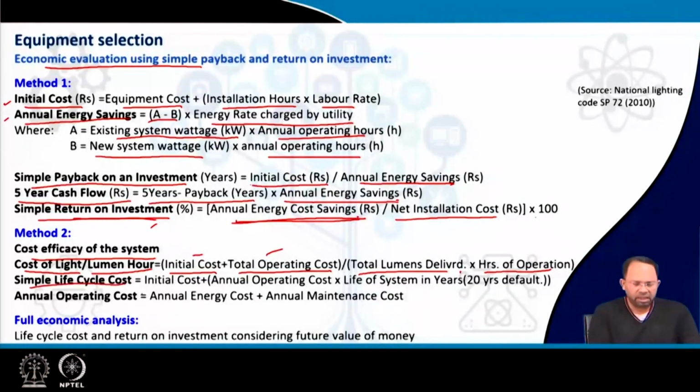Now simple life cycle cost in this particular case would be initial cost plus annual operating cost, where we are expanding the total operating cost into annual operating cost times the life of the light system that we are putting in. By default it is 20 years, but based on the actual luminaire or lighting system that we choose, this value can vary. Annual operating cost is equal to the annual energy cost plus the annual maintenance cost. So overall this can be utilized.